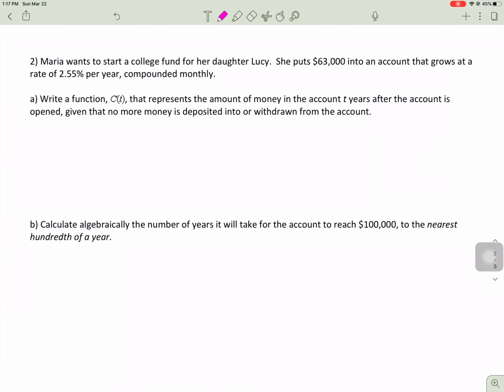Maria wants to start a college fund for her daughter, Lucy. She puts $63,000 into an account that grows at a rate of 2.55% per year, compounded monthly, right? So monthly is 12. Write a function C of t that represents the amount of money after t years after the account is opened if no more money is deposited or withdrawn. So C of t equals 63,000, parentheses, 1 plus, since it's growth, 0.0255 over 12, to the 12t.